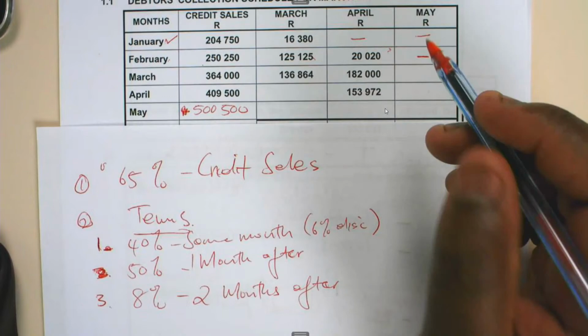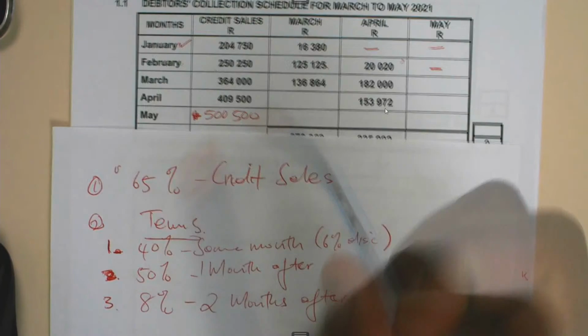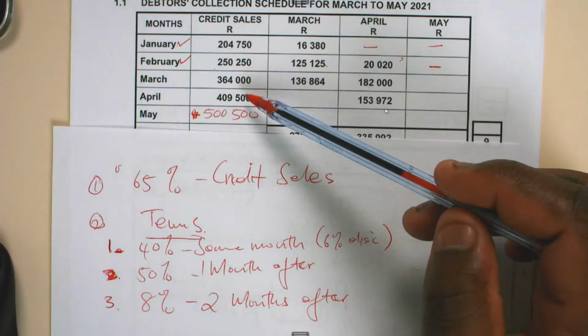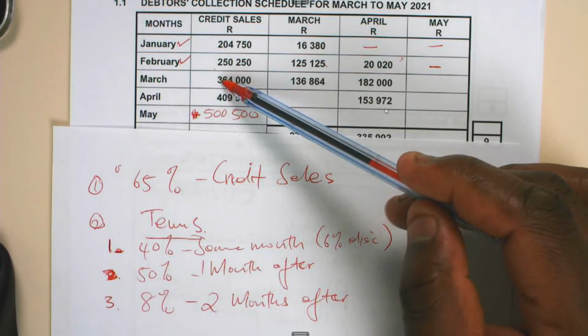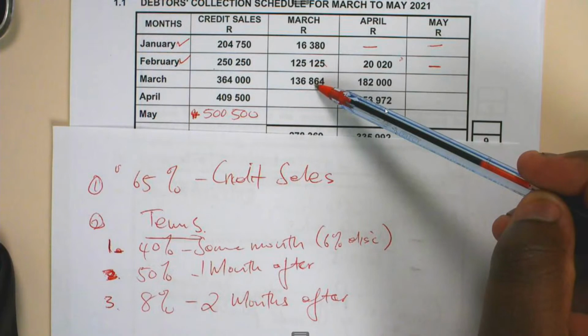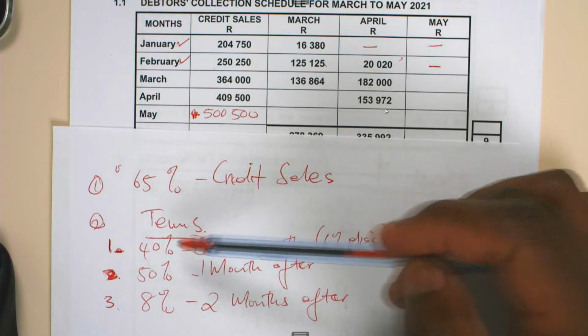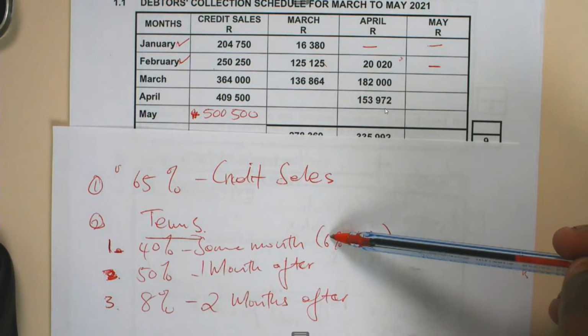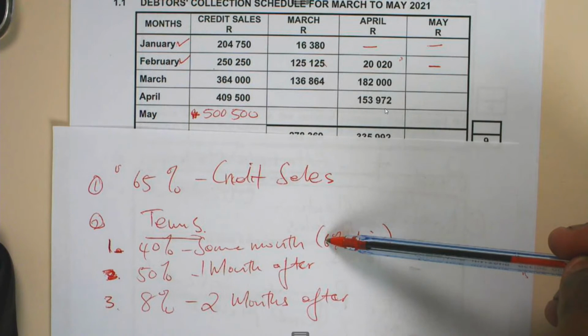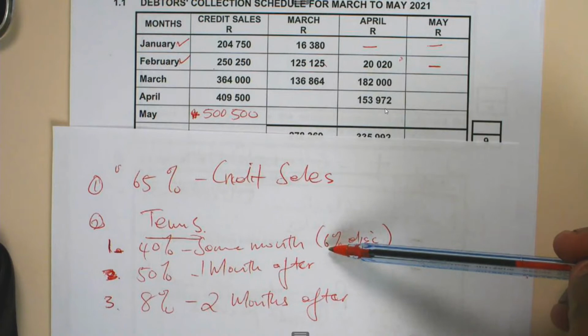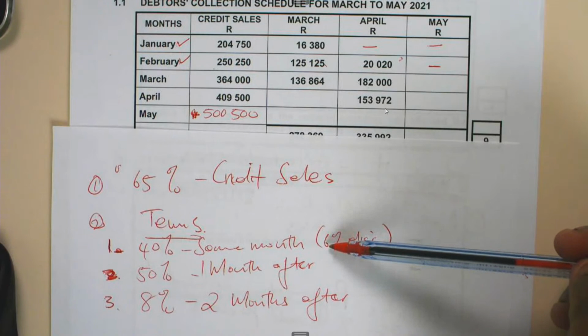Right? Then we go to March. Now, we're done with February. We go to March. Term one says same month. Here, it has already been calculated for us. They said 364,000 times 40% divided by 100 times 94% divided by 100. Remember, those who pay in the same month will get a 6% discount. Meaning, out of the amount that they must pay, they will only pay 94% of that amount.